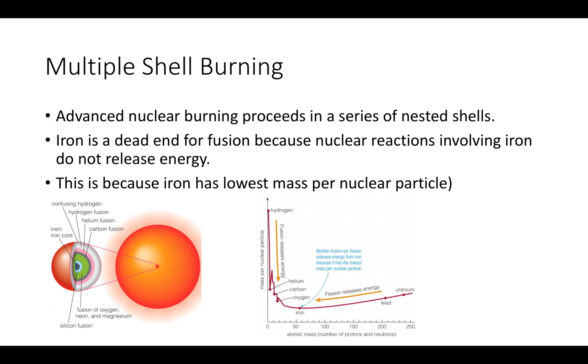Okay, with high mass stars, we get multiple shells burning, whereas with low mass stars, there was like one or two. So here we have multiple, and you can see that in the center we have iron fusion, silicon fusion, oxygen, neon, magnesium, then carbon and hydrogen and helium and all of that. But once it starts to do iron, that's kind of the dead end, and that's the end of the lifespan of this high mass star.